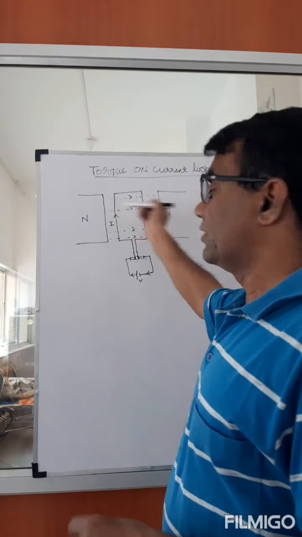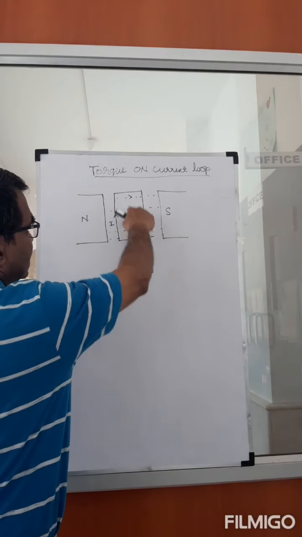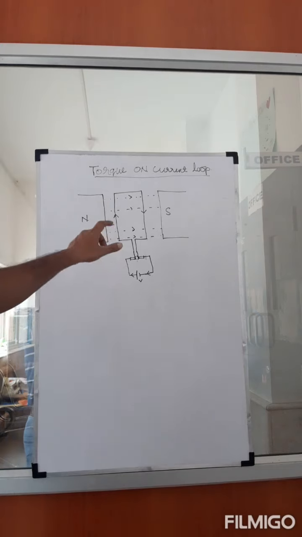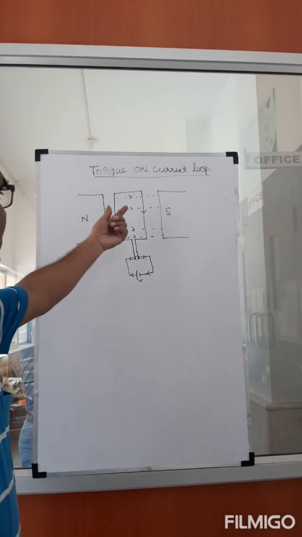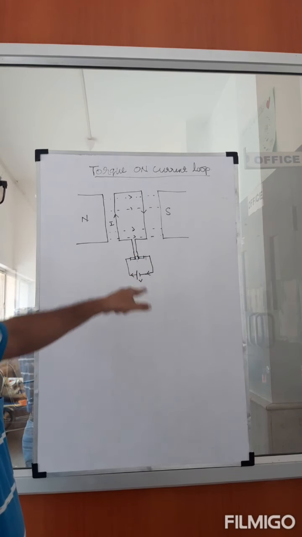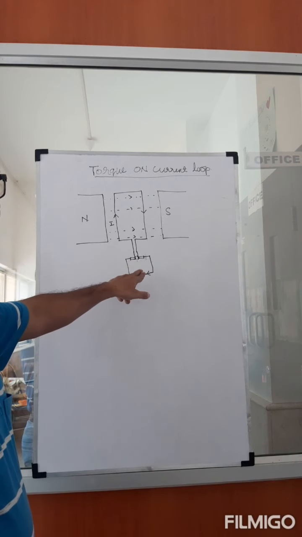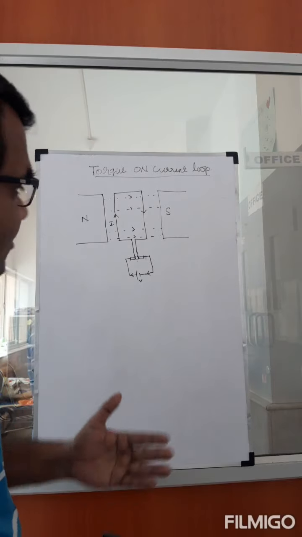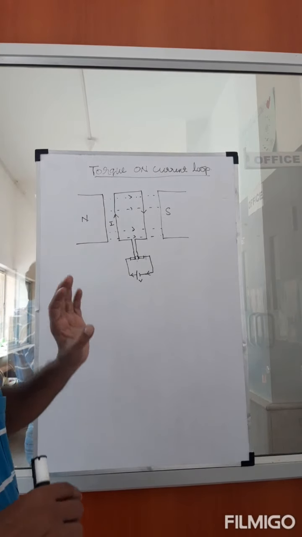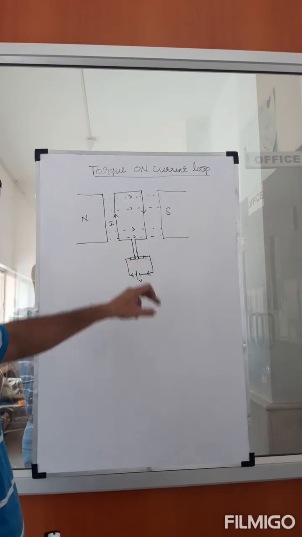So the field is in this direction. Magnetic field is from north to south. I've drawn the field lines here. B is in this direction. This loop is connected to a battery, and you have a slip ring here. We'll talk about what the slip ring does a little later, but this is the arrangement. Having a ring like this allows the loop to rotate. That's the reason why you have it here.